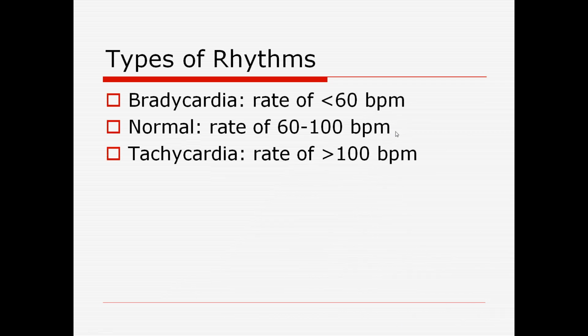Don't panic. So types of rhythm. I mentioned before, we have bradycardia. It's when a heart rate is less than 60 beats per minute. Normal is a rate of 60 to 100. Tachycardia is when it's over 100 beats per minute. So that's a simple way to describe a heartbeat. It's Brady, it's normal, it's tachy.